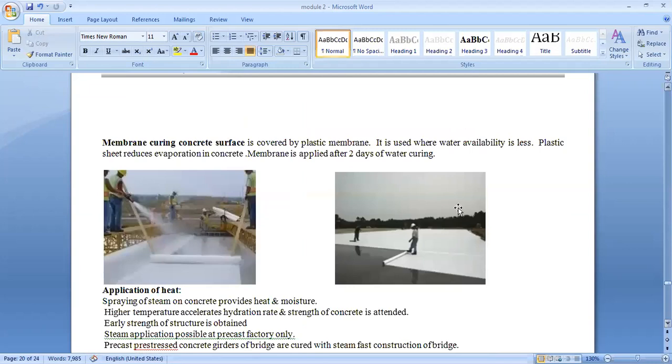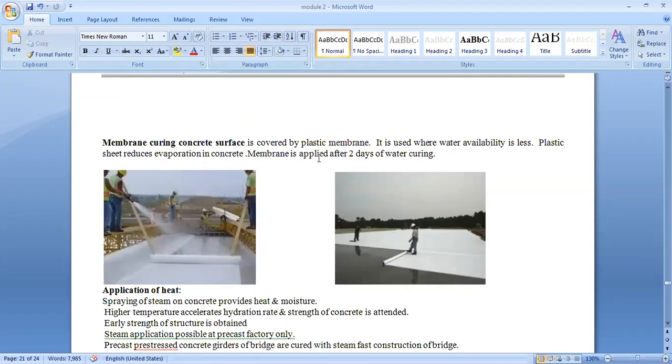The next method of curing is membrane curing. In membrane curing, the concrete surface is covered by a plastic membrane. Here, can you see that? After finishing the concrete, we are going to apply a plastic membrane. It is used where water availability is very low. A plastic sheet reduces the evaporation in the concrete.